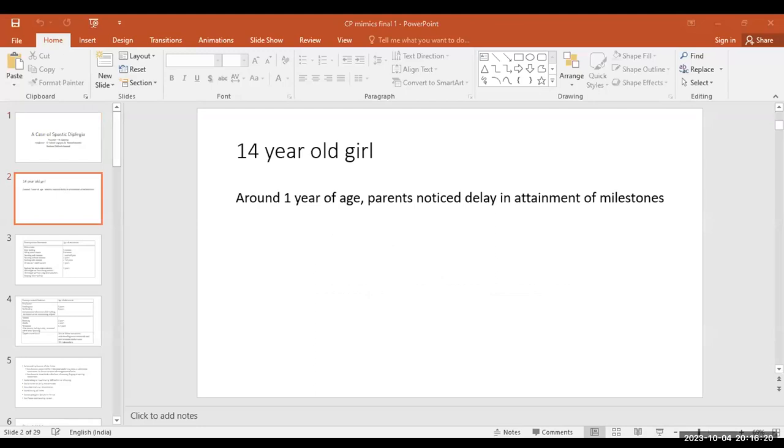This is a 14-year-old female child who presented at around 1 year of age. Parents noticed delay in the attainment of milestones, such that in the gross motor domain, neck holding was around 5 months, sitting with support at 8 months, standing with support.